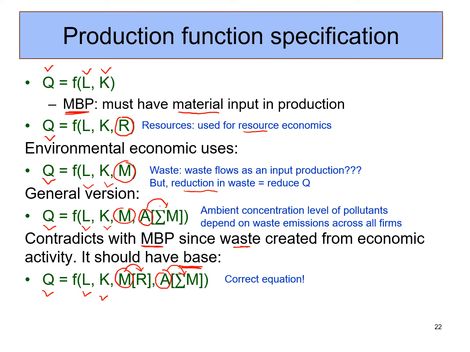Okay, now my question is, why don't we use the correct equation? Why is it commonly introduced to us that output is a function of labor and capital? Why not all this correct equation? Any idea why we didn't use the correct equation? So there are two answers to this question.